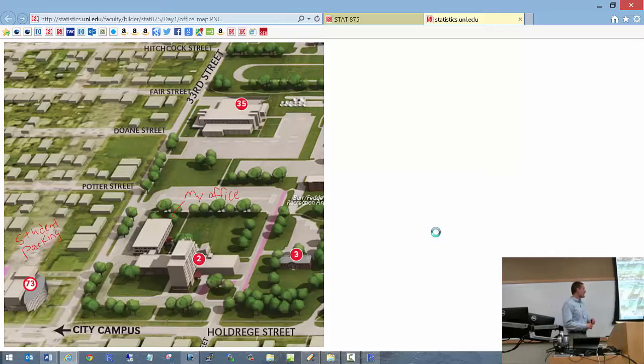And so we can see that, I'll come back here. Here's Holdrege Street, right here. Here's 33rd Street. Obviously, here's my office. I'll just use my mouse here to point. And so we have a stoplight here at the 33rd and Holdrege Street intersection.